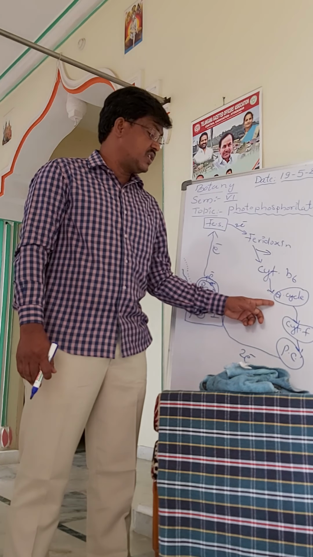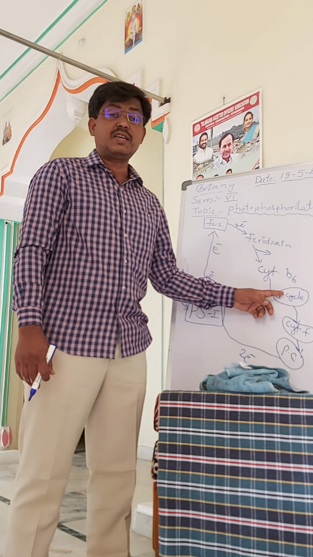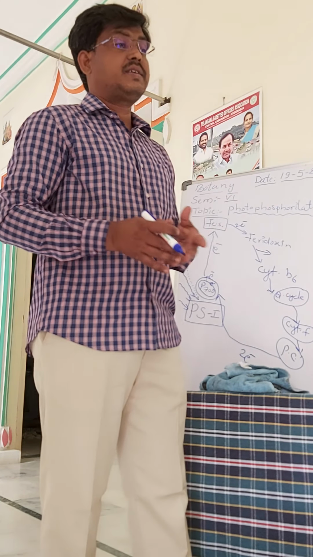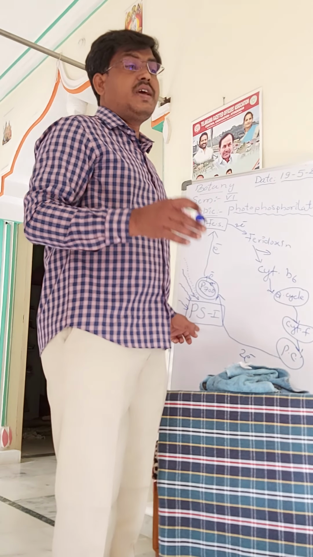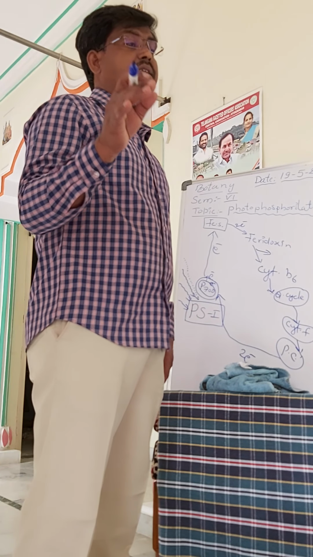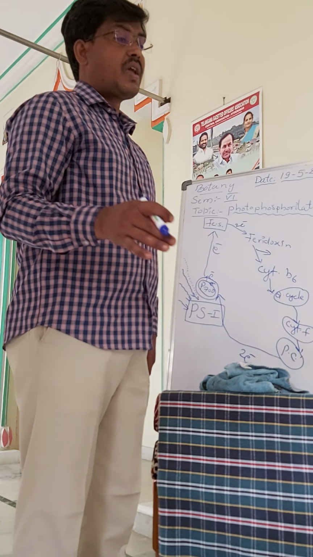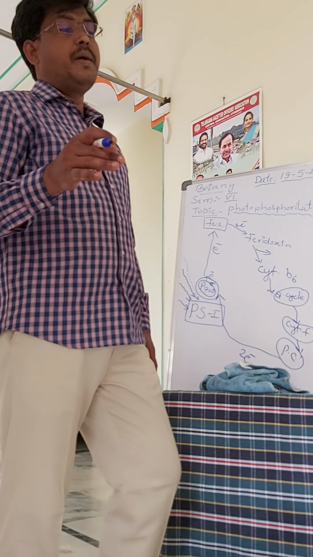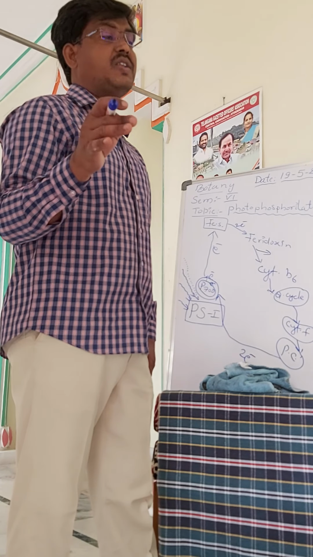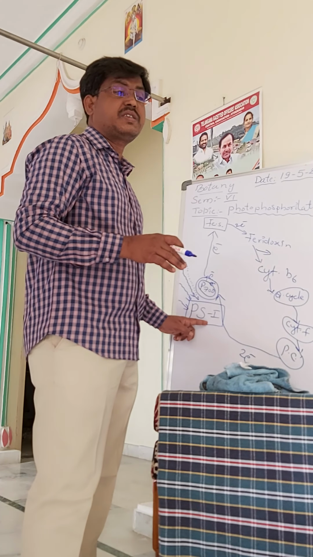So in this quinone cycle, water is not oxidized here, water is not photolysed. In the presence of light, the electron of PS1 in the chloroplast passes through a chain of electron carriers, loses some energy, and returns to the same pigment system. So when PS1 is activated, this is the cyclic photophosphorylation. It involves only photosystem 1, or pigment system 1, only.